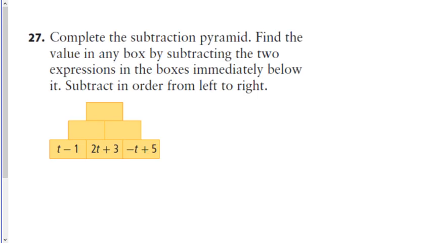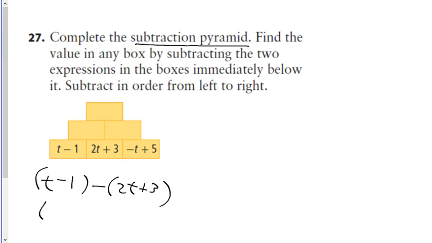This is a subtraction pyramid. It says find the value in any given box by subtracting the 2 expressions in the boxes immediately below it. So this will be t minus 1 take away 2t plus 3, right? Which will be t minus 1. How many of you did addition pyramids, just out of curiosity? Didn't read the instructions properly? Okay. Plus negative 2t minus 3.